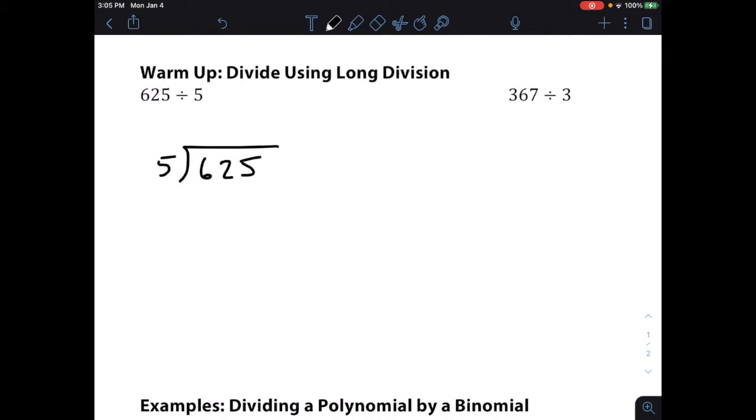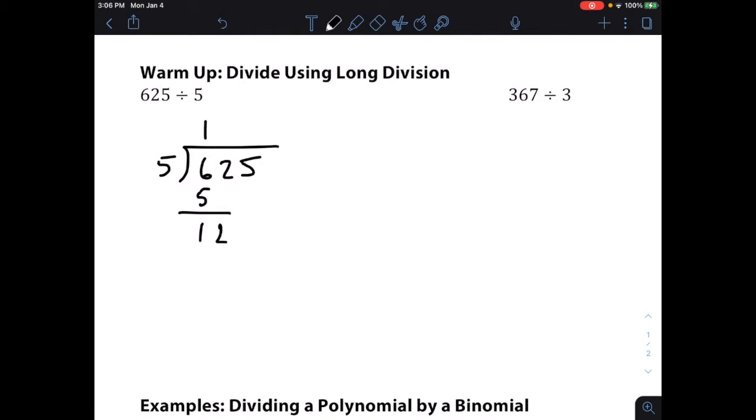Okay, so the key with long division is, since we have one digit that we're dividing by, we look at the first number, the 6, and we say, well, how many times does 5 go into 6? Well, it goes into 6 one time. And then we do 1 times 5 is 5, and we write that underneath. And we do a little subtraction. 6 minus 5 is 1. And then we're going to bring down the 2. So now we have a 12 instead of a 1.